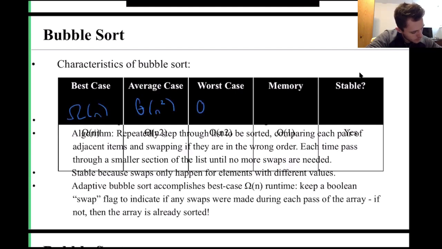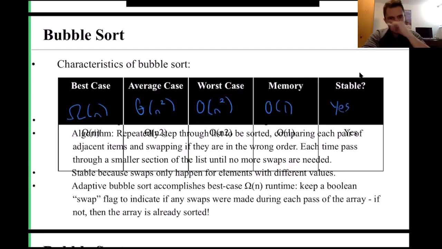Best case n, average case n squared, worst case n squared, memory of 1, and this is stable. Essentially what bubble sort does is we repeatedly go through the array, and every pass through the array, we bubble up the largest element, or the smallest element if you're doing a minimum sorted array. This is stable because we only swap elements with different values.